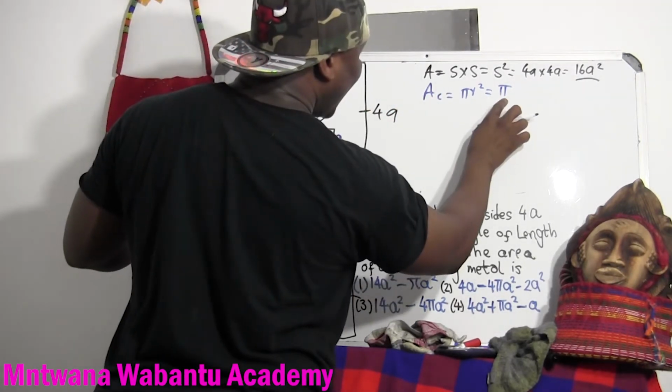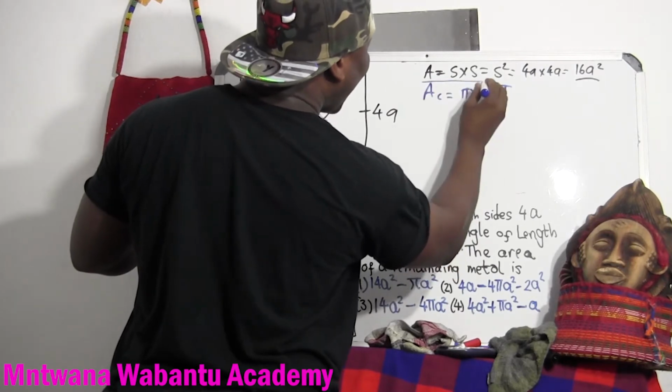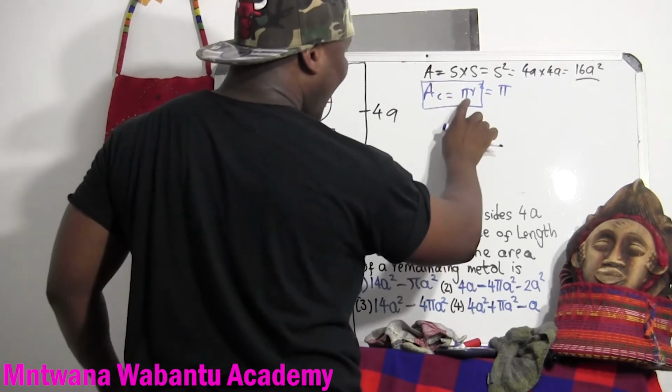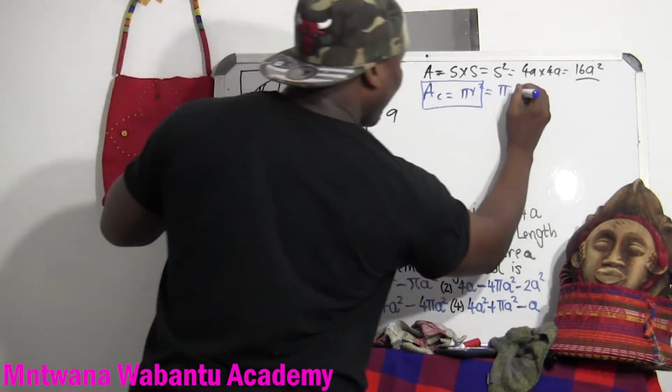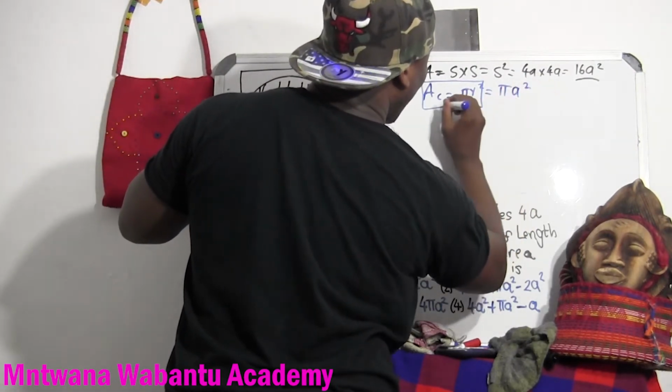So it's going to be pi r squared. This is the formula for the area of a circle. Area equals pi r squared. What is the radius? The radius is equal to a. So the area of the circle is pi a squared. We got the area of the circle.